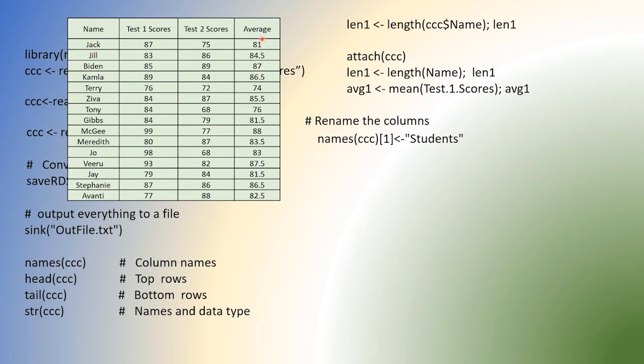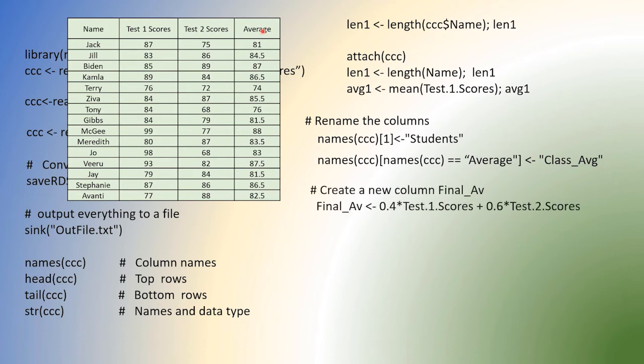What if I want to name this average column as something else? Then I can do something like this. Names of this file, select the column whose name is average and change it to class average. So this becomes class AVG. Now we can create a new column, final average. Suppose we don't like this average, which is 50-50. We can do 40% test 1 and 60% test 2. And I call it final AV.